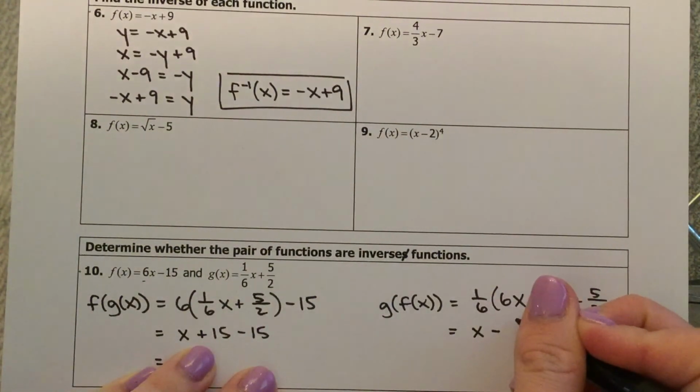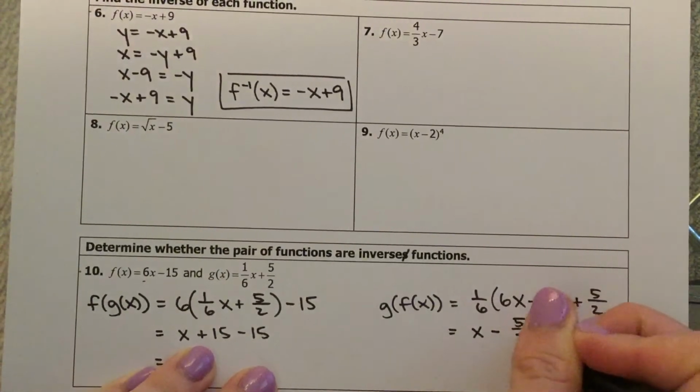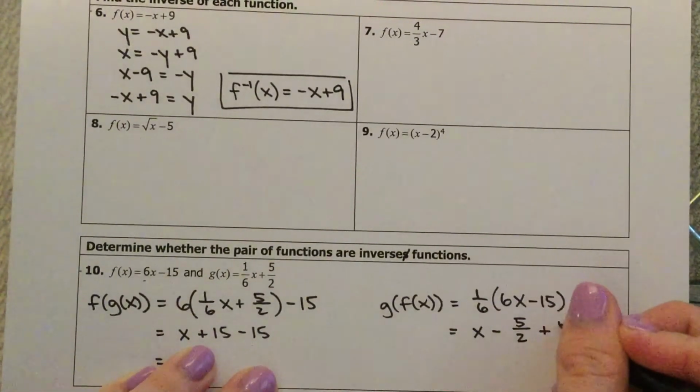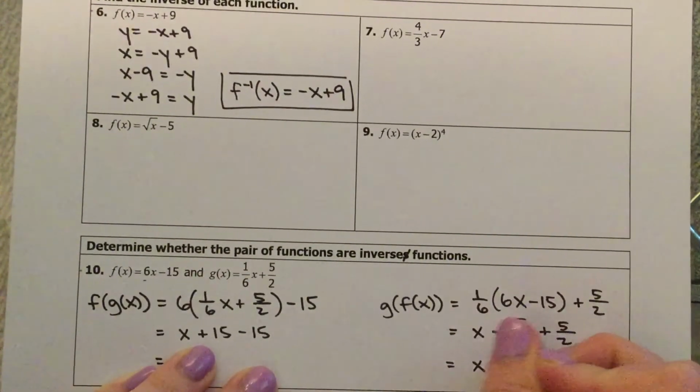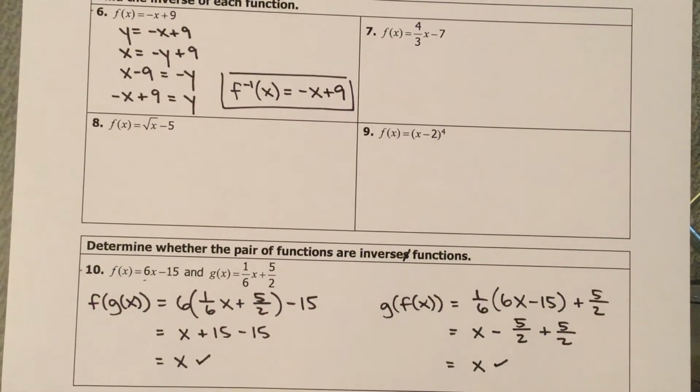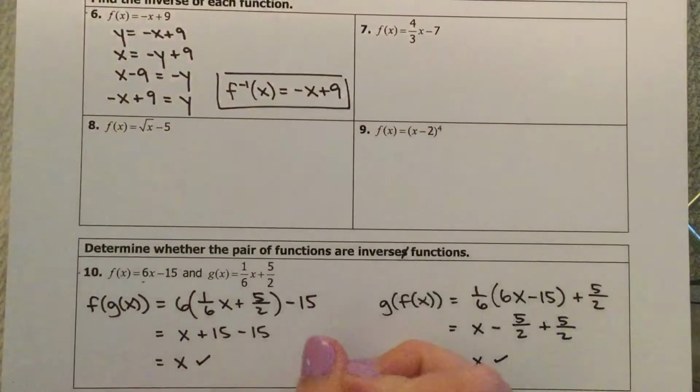So 15 over 6 I can reduce down by 3, and I get 5 over 2, and then plus 5 over 2. So when I combine those up, I get just an x again. Another good sign. So this is a yes, they are inverses.